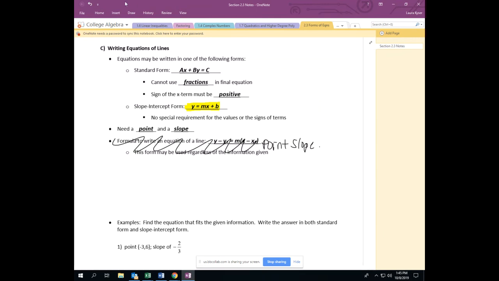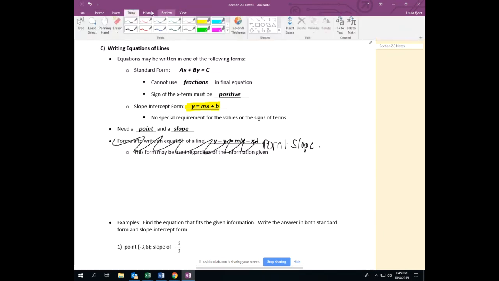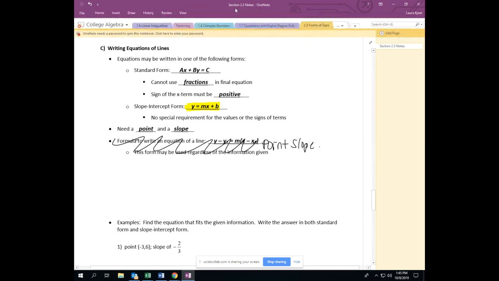Now for me, I use y equals mx plus b. It also eliminates the need for memorizing another form of a line. So the first thing that I'm going to need is a slope.